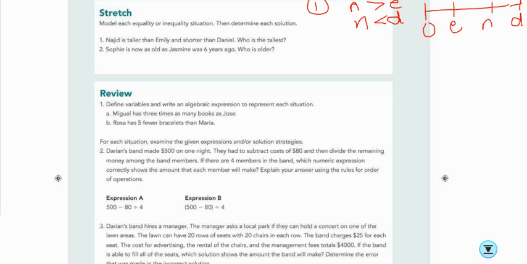And then it says, who is the tallest? Well, in this case, we can see over here that Daniel is going to be the tallest.